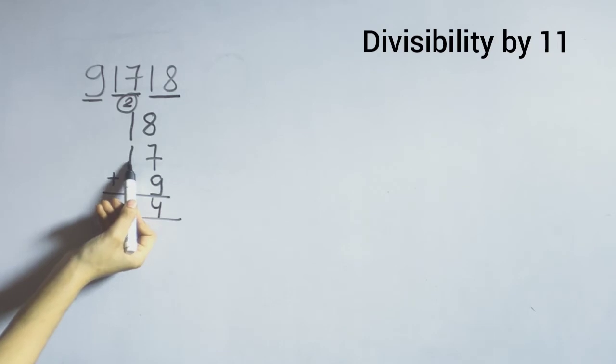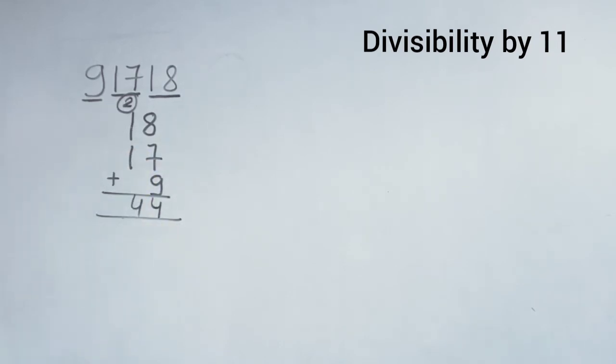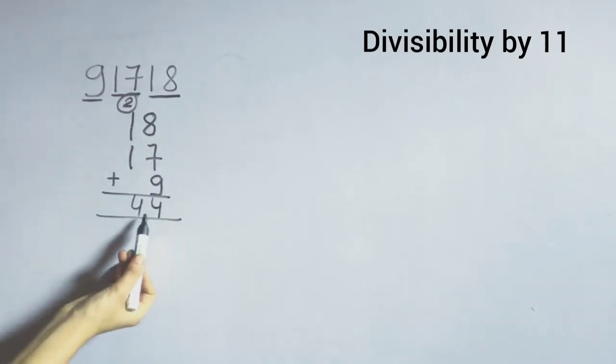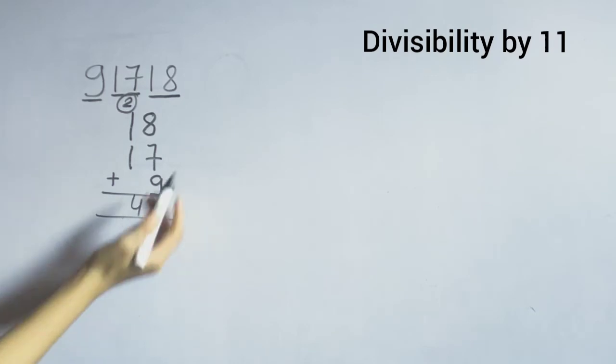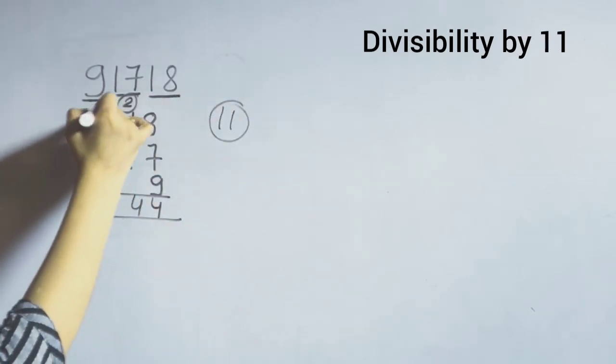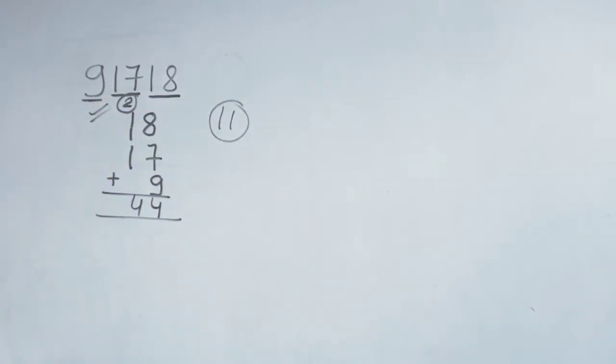1, 1, 2 and 2, 4. Children, 44 is completely divisible by 11. So this number is divisible by 11.